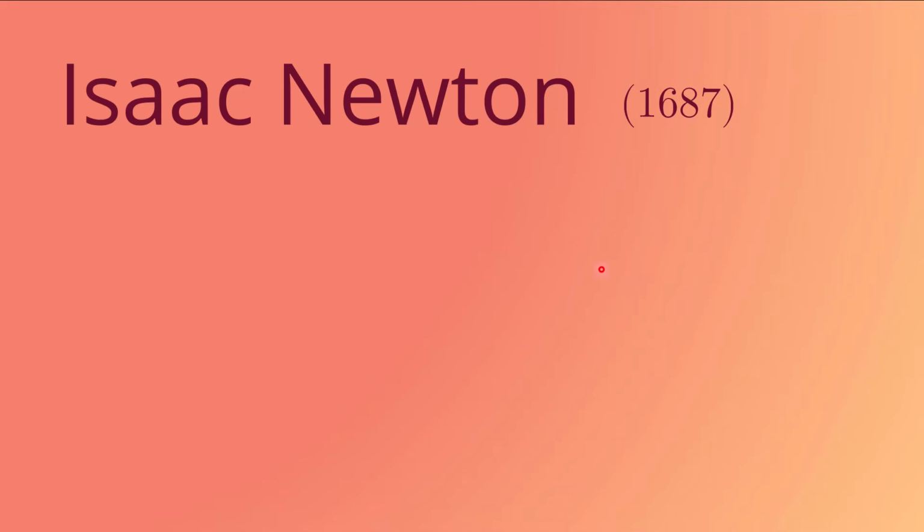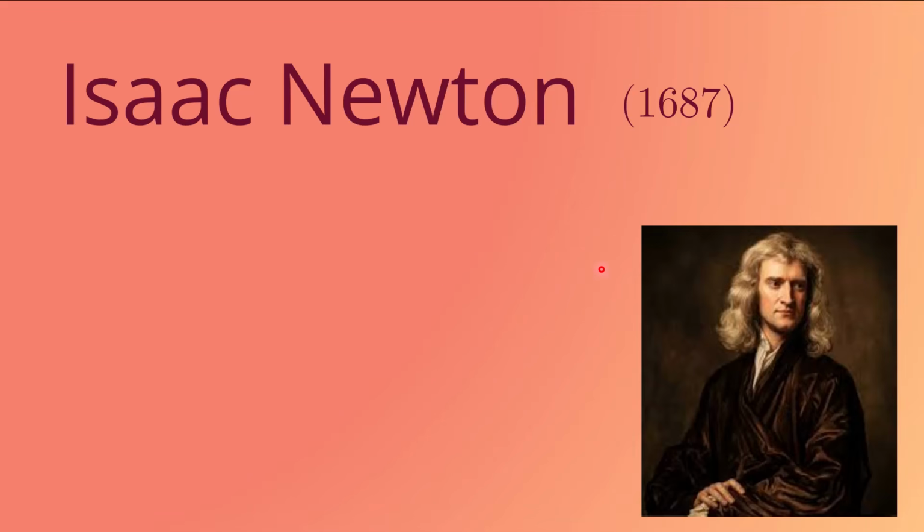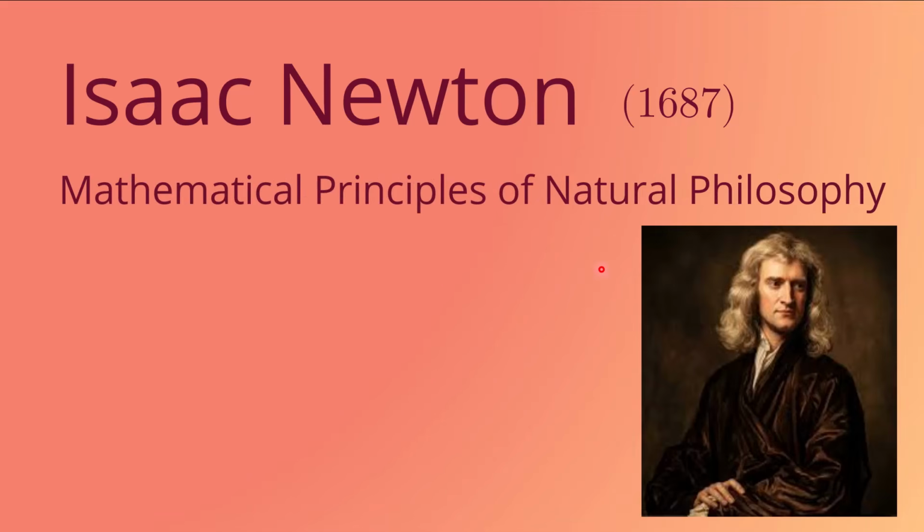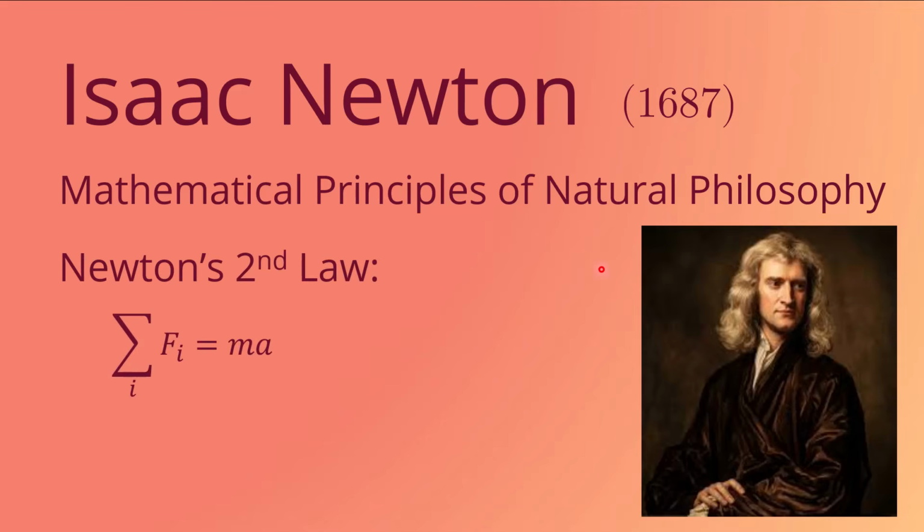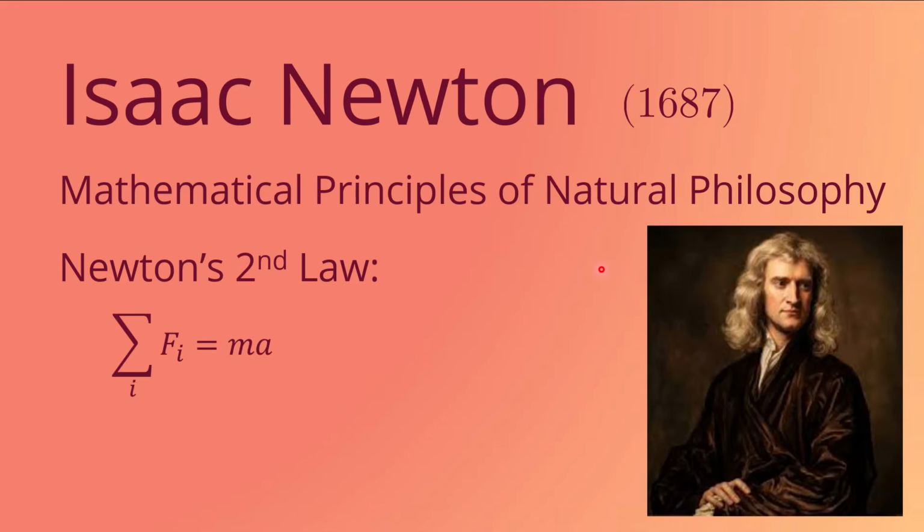So Isaac Newton in the year 1687 published his legendary book, Mathematical Principles of Natural Philosophy. In this book, he stated the laws of motion, and Newton's second law is the summation of all the forces equals m times a. This was the first time that we human beings could predict the motion of a system based on its external forces. But Newton's method had one shortcoming.